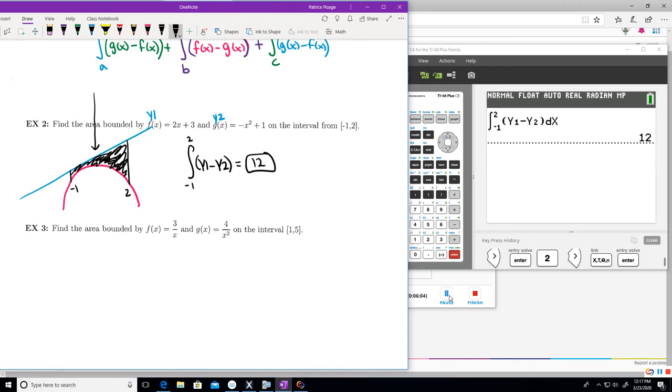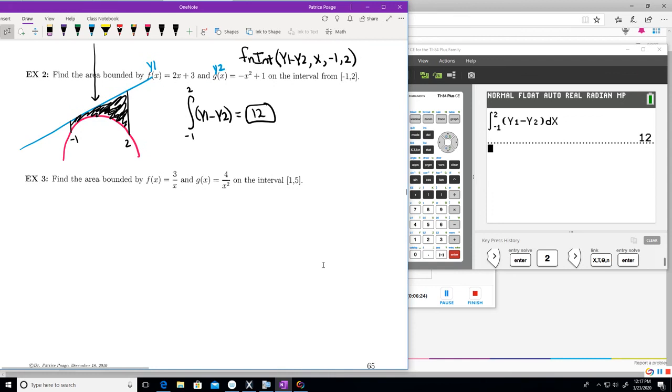So again, if you have a TI-83, when you go to math 9, it's going to say function integrate with a parentheses. So the first thing you'll do is you'll type in y1 minus y2, comma, and it's with respect to x, comma, from -1 to 2. And hit enter, and you will also get 12.